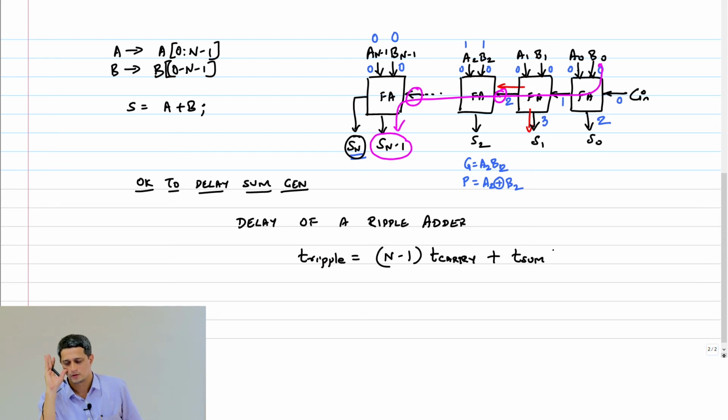Okay, so here you can now substitute for n equal to whatever value, and carry equal to 1, sum equal to 2, you will find the arrival time, and you can check for yourself. You construct 8 bits and just see if the arrival time is correct or not.